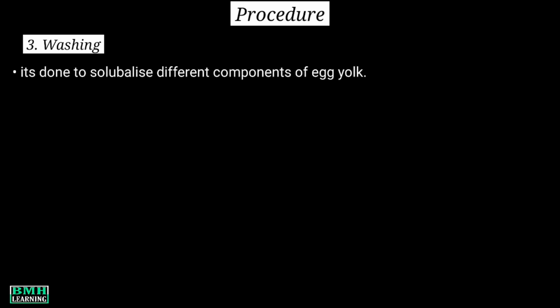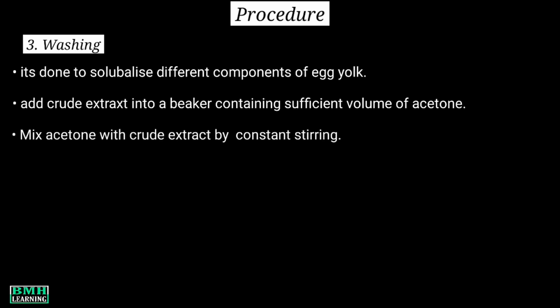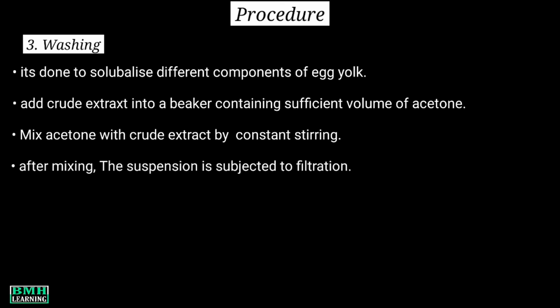Next we are gonna do is washing. The washing is done in order to solubilize different components of egg yolk. So for that, let's add the crude extract into a beaker containing sufficient volume of acetone. Mix the acetone with crude extract by constant stirring. Once the components are mixed, the suspension is subjected to filtration. So the contents are filtered out using a filter paper.